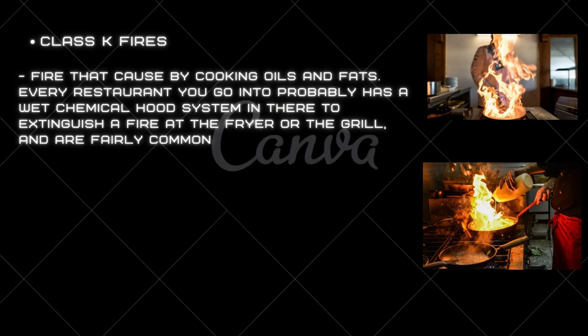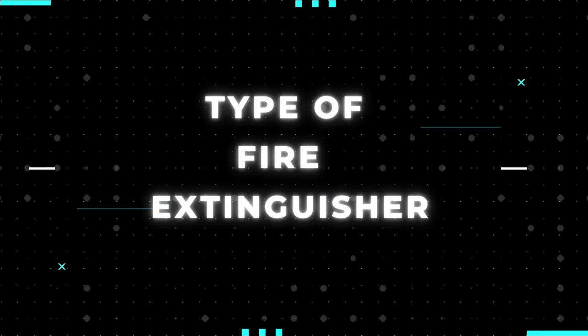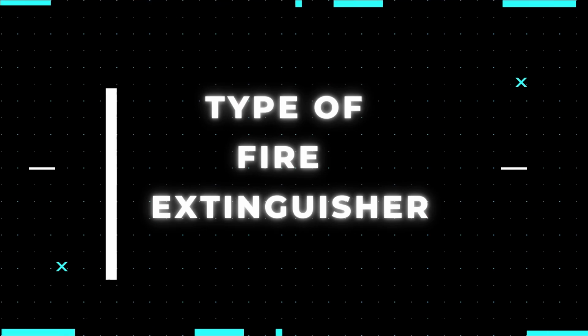Class K fire is fire that is caused by cooking oil and fat. Every restaurant you go into probably has a wet chemical hood system in there to extinguish a fire at the fryer or the grill, and they are fairly common. Type of fire extinguisher.